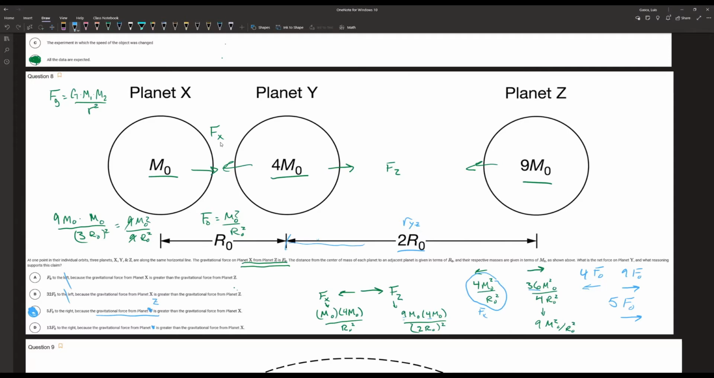Anyone care to enlighten me? FO to the left because the gravitational force is greater. I don't think so. That's 4 versus 9. No. Yeah, I think they fumbled here. I'm going to say that C is our best answer choice.